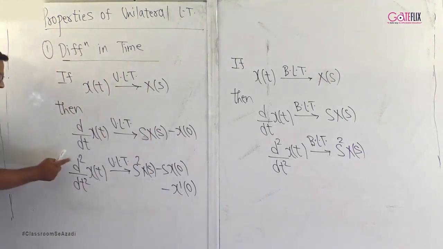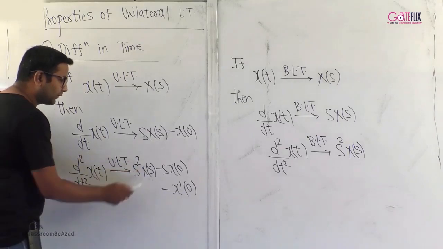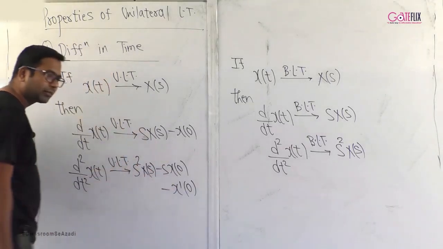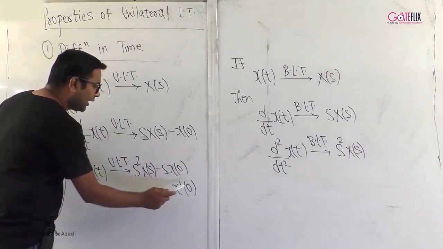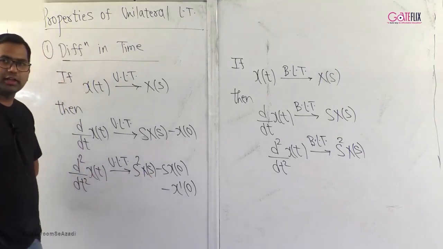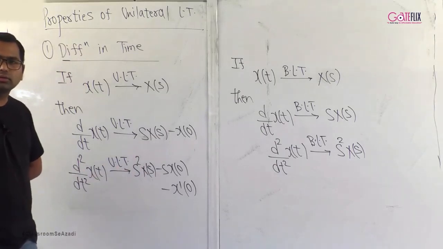Similarly, for the double derivative of signal x of t, the unilateral Laplace transform can be expressed as s squared X of s minus s times x of 0 minus x dash of 0. In this case, we have two initial conditions, which are x of 0 and x dash of 0. x dash of 0 is the derivative of the signal evaluated at time t equal to 0.